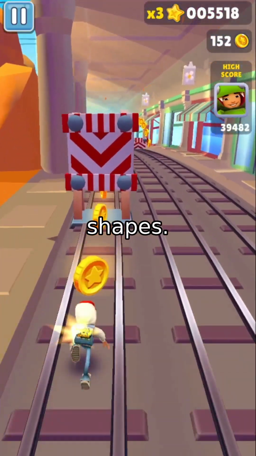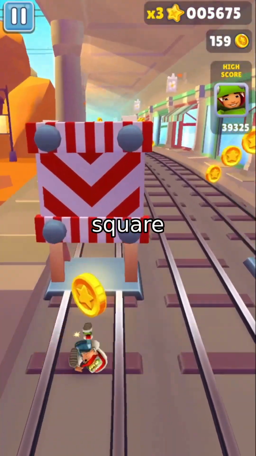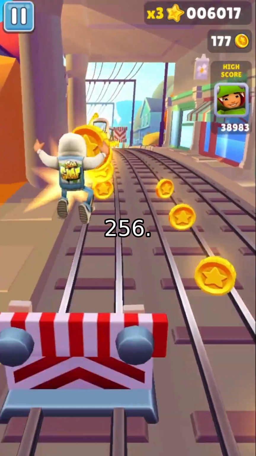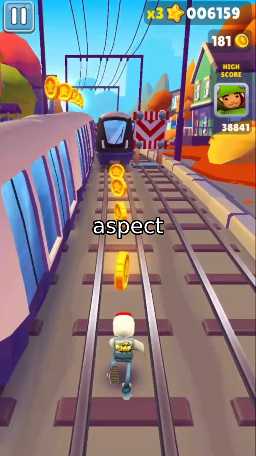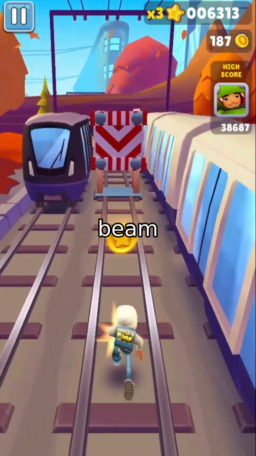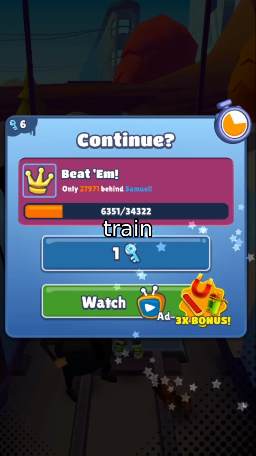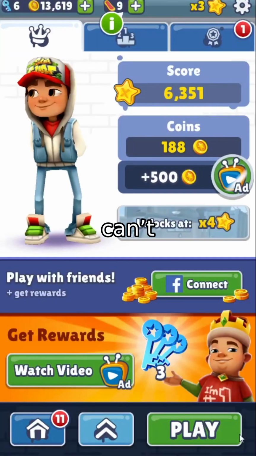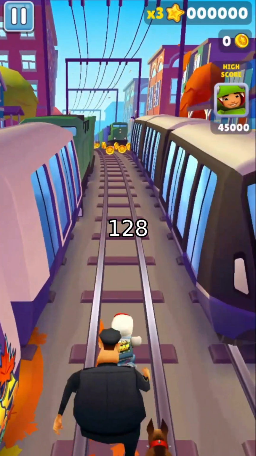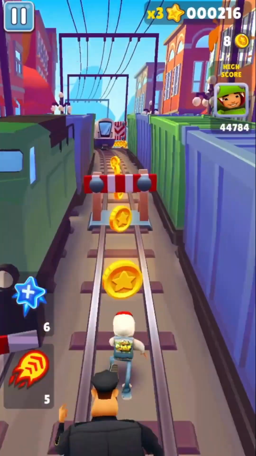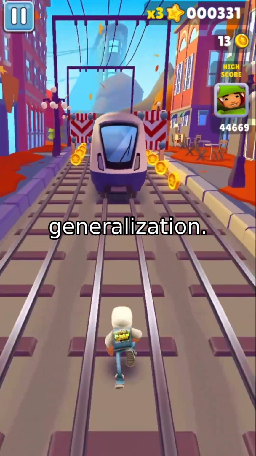First, fixed domain shapes. Most models are trained only on square grids, like 64 times 64 or 256 times 256. They can't handle arbitrary aspect ratios, like a long, narrow beam or a wide, flat plate. Second, fixed resolutions. If you train on 64 times 64, you can't easily scale to 128 times 128, or 512 times 512, without retraining. This breaks the promise of generalization.